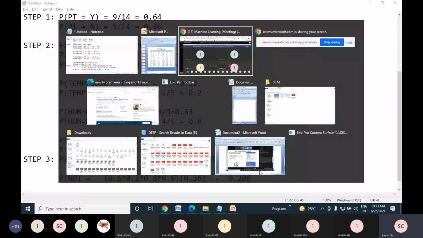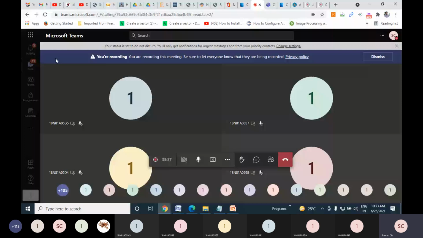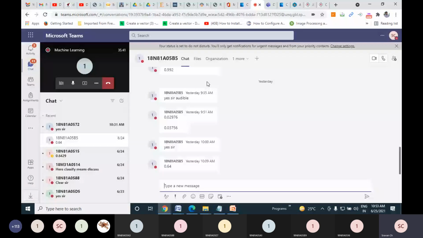Step 2, all conditional probabilities we have calculated. Step 3 is just multiplication of all conditional probabilities based on classes. For yes, one product you will get. For no, you will get one product. Great. Fine. Thank you.